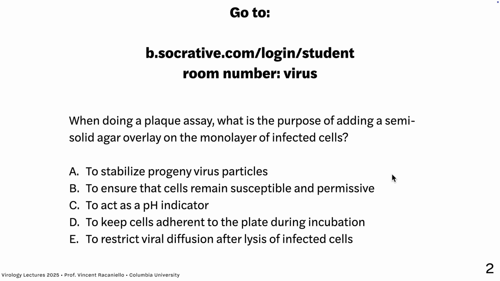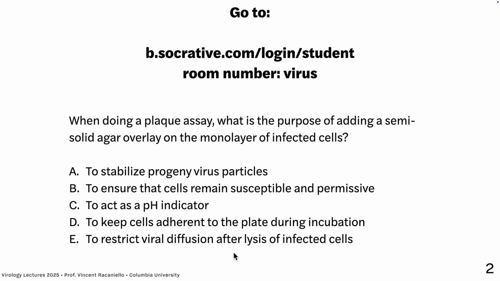Okay, here's another quiz. When doing a plaque assay, what's the purpose of adding a semi-solid agar overlay on the monolayer of infected cells? Why do we add an agar? To stabilize progeny virus particles, to ensure that cells remain susceptible and permissive, to act as a pH indicator, to keep cells adherent to the plate during incubation, to restrict viral diffusion after lysis of infected cells. Of course, the answer is E.